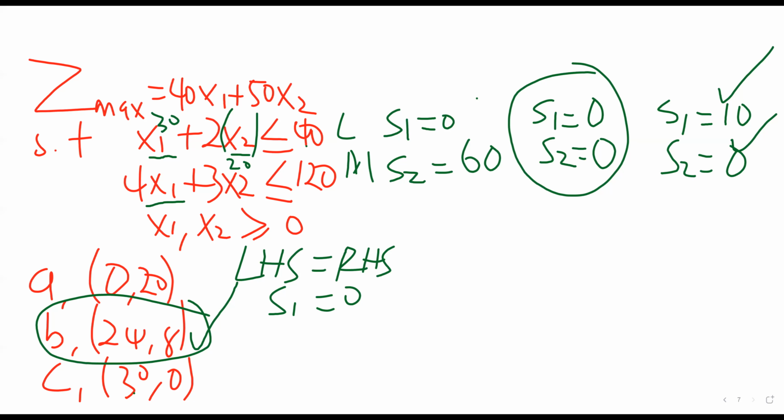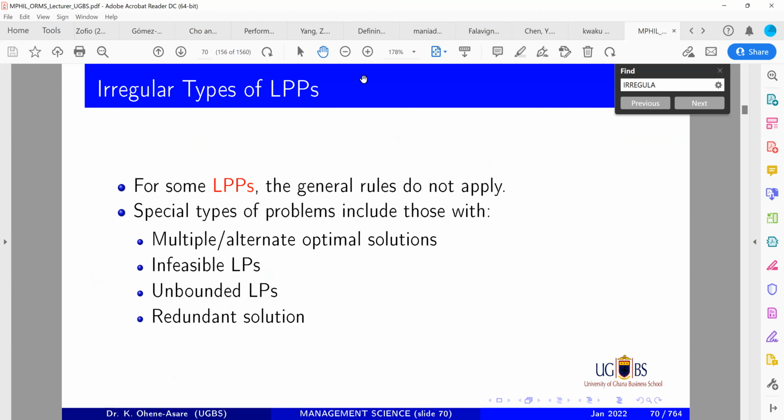Next time, we are going to be learning something known as the irregular types of linear programming model. The first one will be the multiple optimal solution, then infeasible solution, unbounded, and then redundancy. The multiple optimal linear programming, infeasibility, unboundedness, and redundancy.